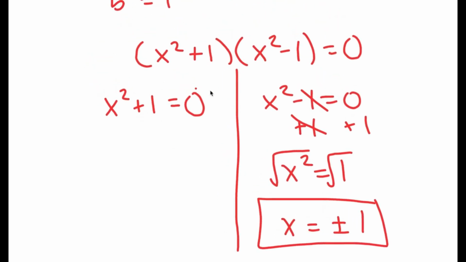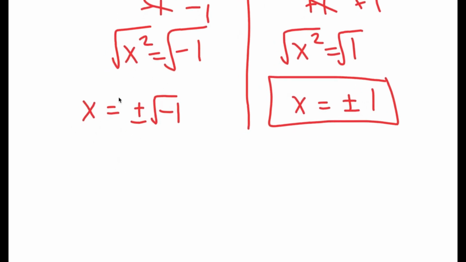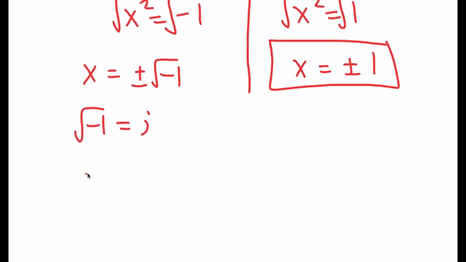Now for x squared plus 1 equals 0, I'm going to subtract 1 on both sides. So I get x squared is equal to negative 1. I'm going to again take the square root on both sides, but this time I get x is equal to positive or negative square root of negative 1. Now if you guys already know, the square root of negative 1 is equal to i. So I get x is equal to positive or negative i.